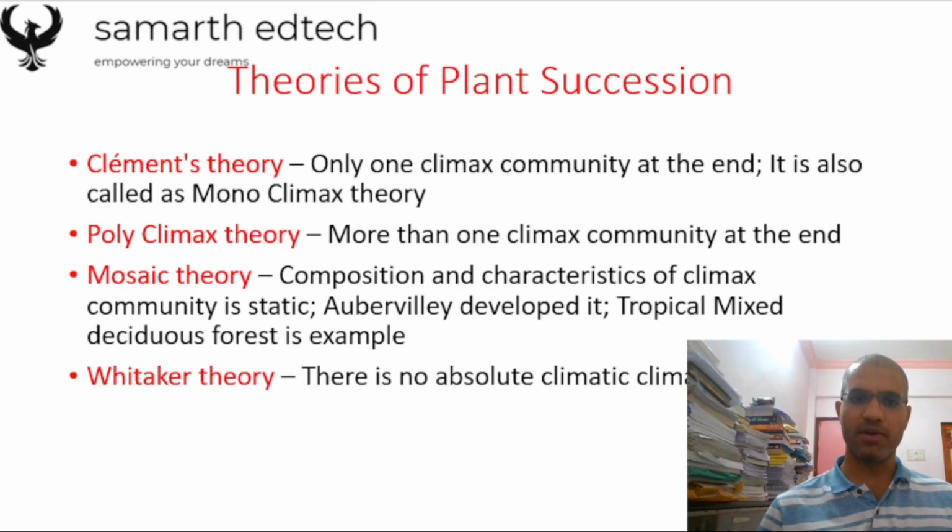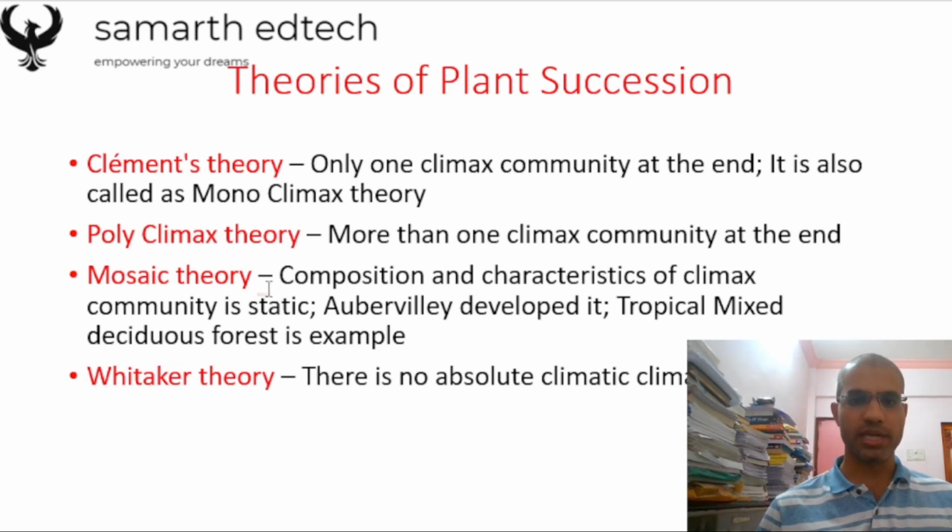We will go through them one by one. The first one is your Clement's theory. So, according to this theory, only one climax community is going to be there at the end. So, that's why this theory is also called as the monoclimax theory. The second one is your polyclimax theory. So according to your polyclimax theory, more than one climax community is going to be there at the end.